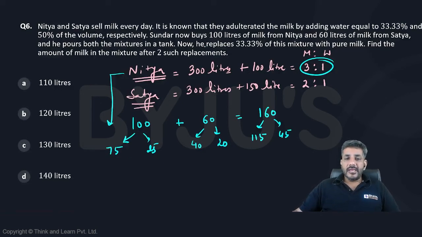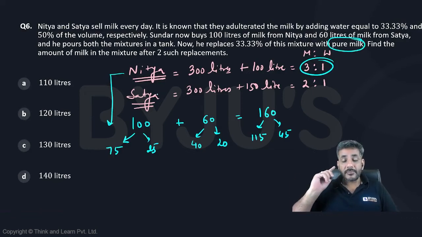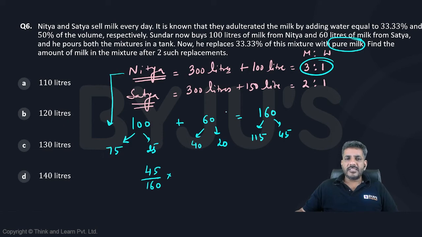Okay. Now he replaces 33.33% of this mixture with pure milk. Find the amount of milk in the mixture after two such replacements. So now he is replacing it with pure milk. That means when he replaces with pure milk, you start working on water, right? So water initially was 45 out of 160. From 160, he took out one third. When from 160 you take out one third, what is left is two third. So two third of this would be left.